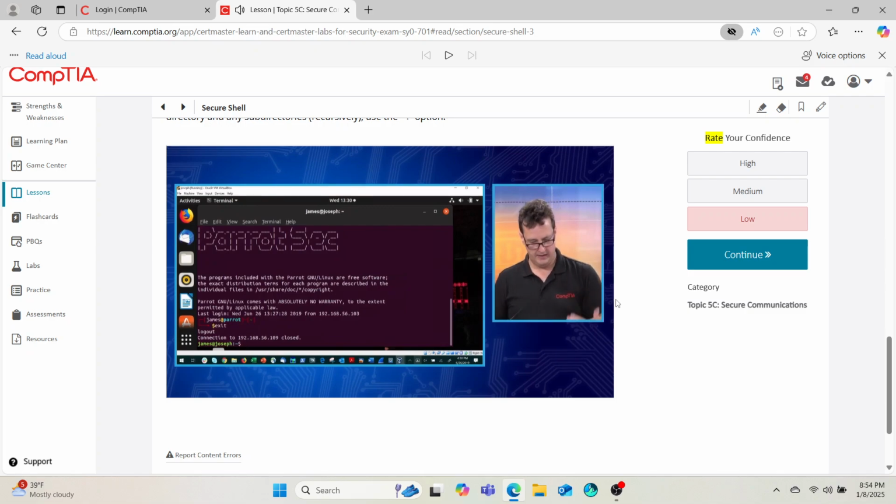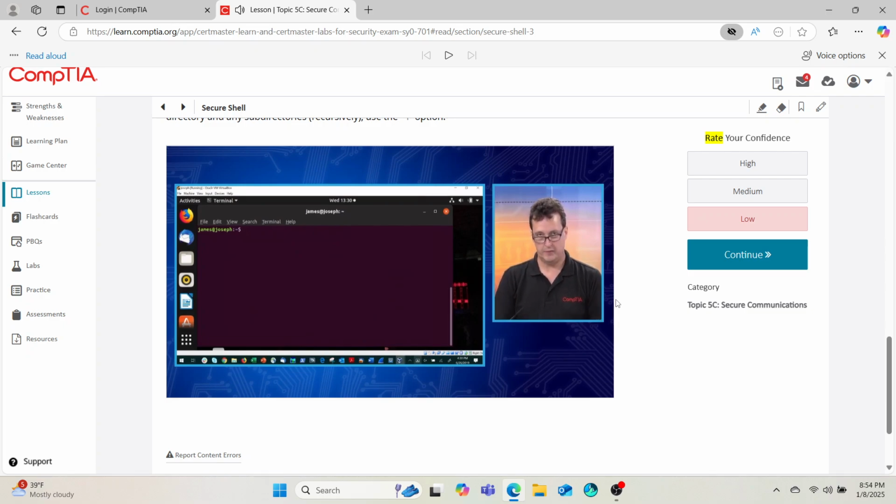Now I'm back in my Ubuntu system, so let me clear the screen. The first problem is that I did use a password. Even though Secure Shell encrypts by default, it's never a good idea to throw a password across a network. Why do that? Set up a trust relationship first. One way that you can do that is you generate a key pair.